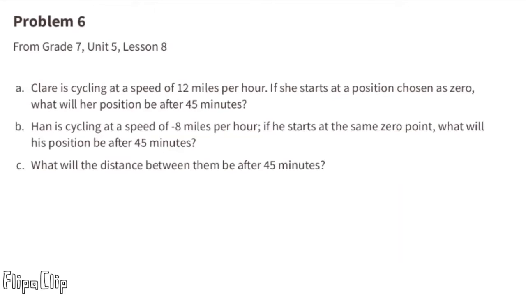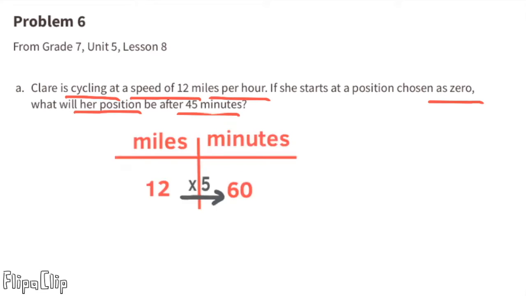Problem number 6 from 7th grade, Unit 5, Lesson 8. A. Claire is cycling at a speed of 12 miles per hour. If she starts at a position chosen as 0, what will her position be after 45 minutes? We can make a chart. On the left-hand column, we can put miles, and on the right-hand column, we can put minutes.